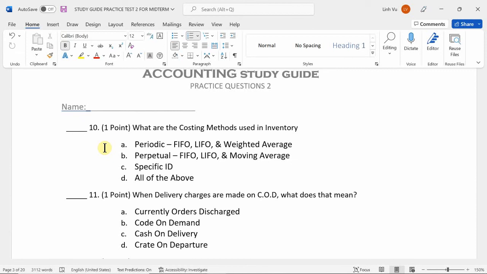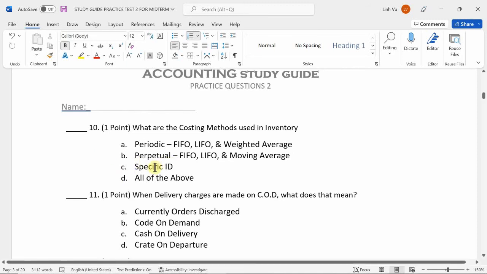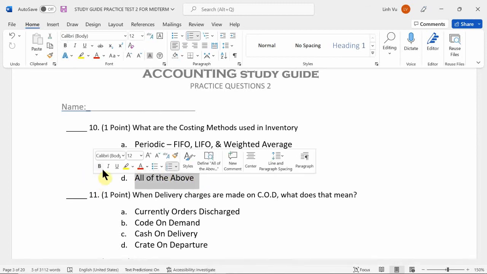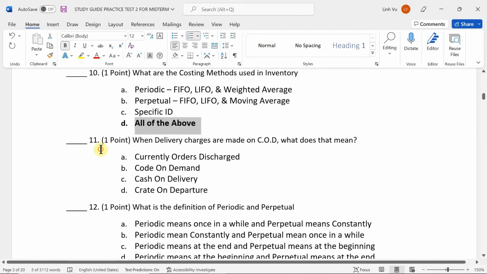Okay. Number 10, what are the costing methods used for inventory? So in this case, we looked at periodic FIFO, LIFO, and weighted average. We also looked at perpetual FIFO, LIFO, and weighted moving average. And specific ID is an existing costing method. We just don't talk about it. So in this case, all of the above.